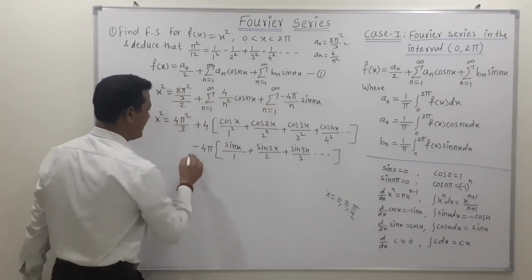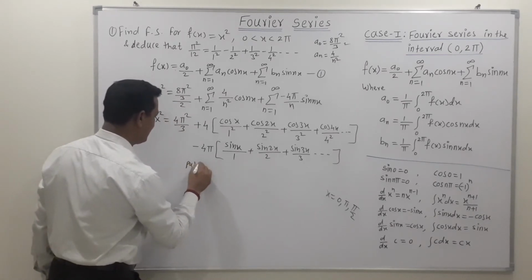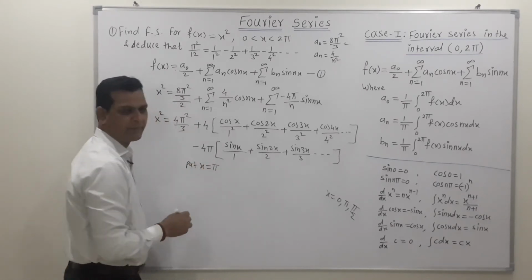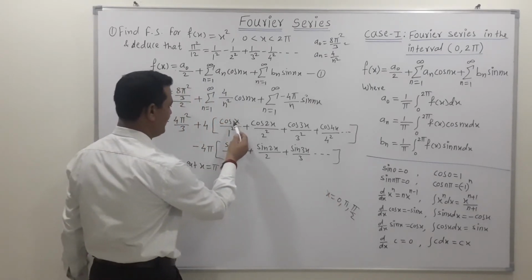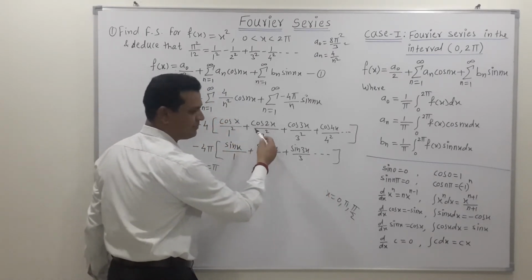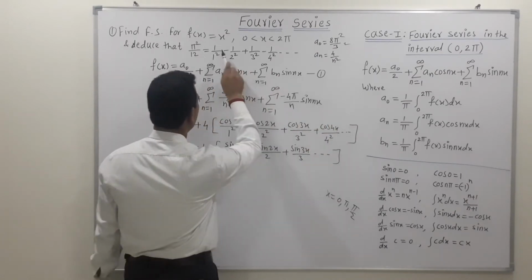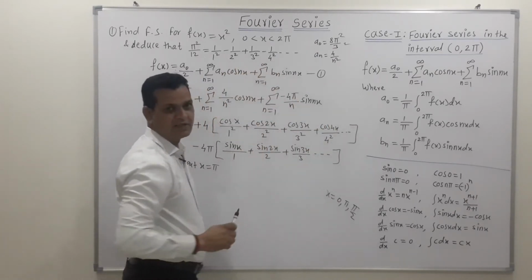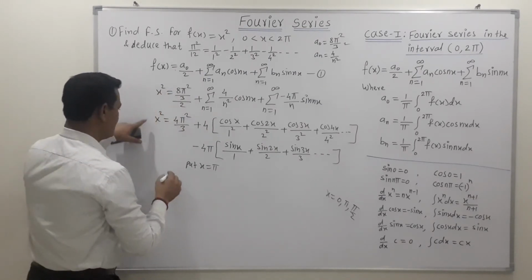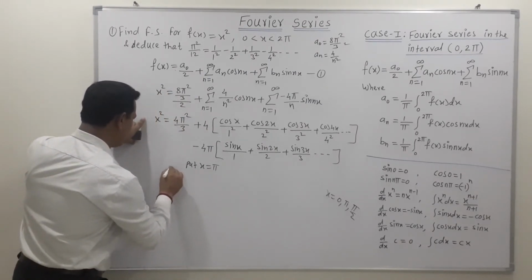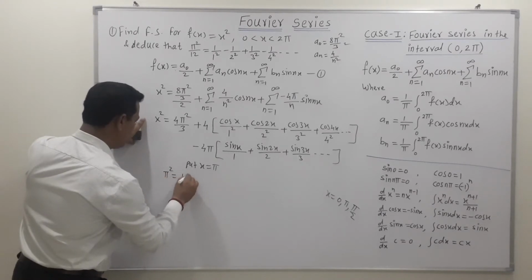0. That means in particular we put the value of x is equal to pi. Moreover, after putting x is equal to pi, one term becomes plus, one term becomes minus, one term becomes plus minus, so that we get such type of plus minus sign. So that's why the substitution is x is equal to pi. So if we put x is equal to pi, then we get pi square is equal to 4 pi square upon 3 plus 4, then in bracket.